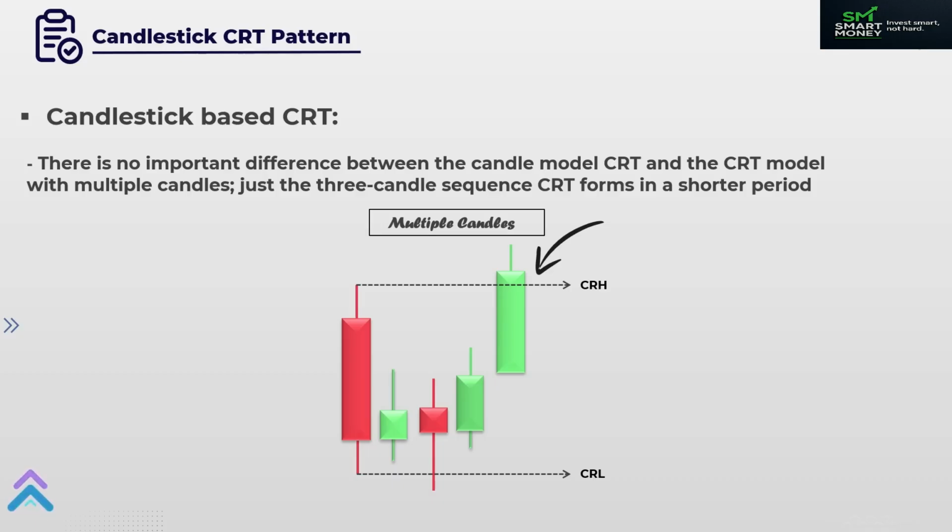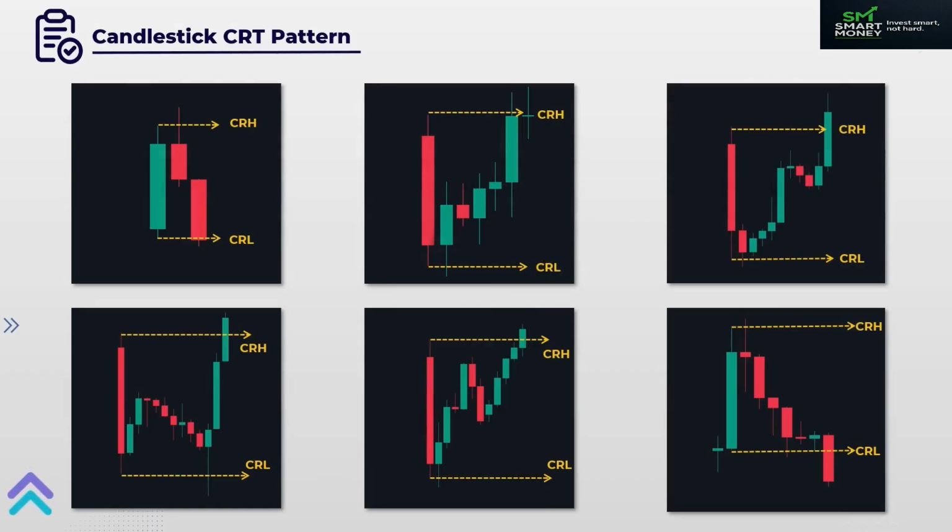To solidify what we have learned so far, let's see more examples of candlestick-based CRT models that we might encounter in the market. Starting from the top, this first scenario is the most critical CRT model, offering a high probability of success. Why? Because it perfectly captures the accumulation, manipulation, and distribution phases, all within a 3-candle sequence, what we call the power of 3, in just 3 candles.